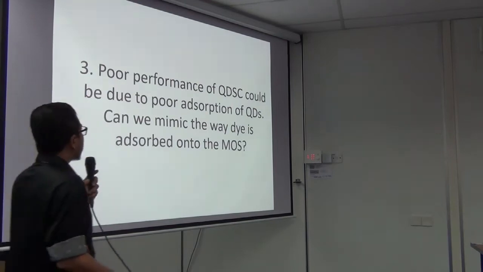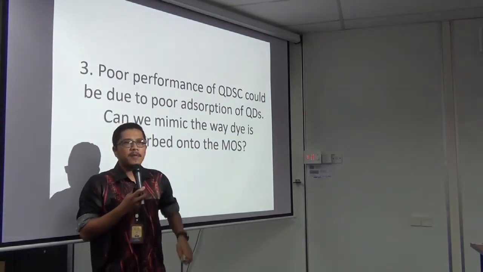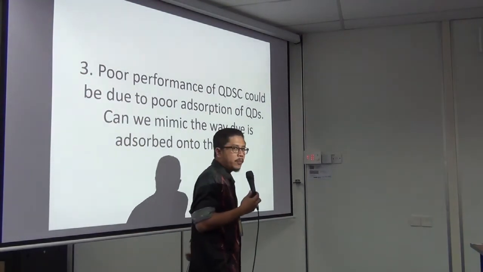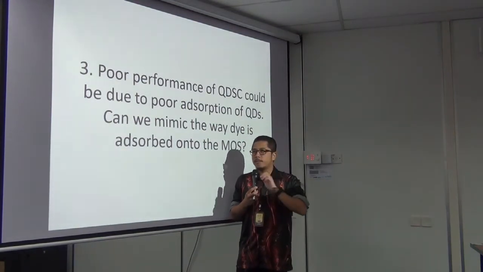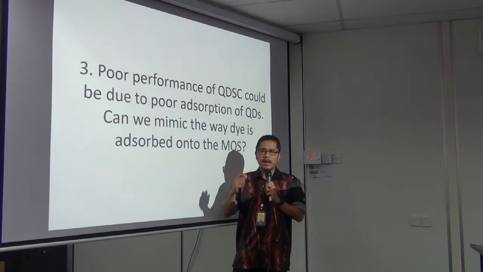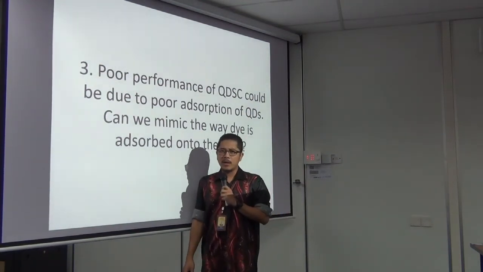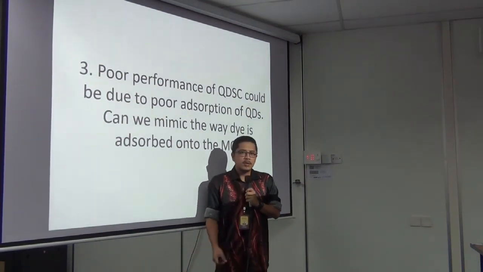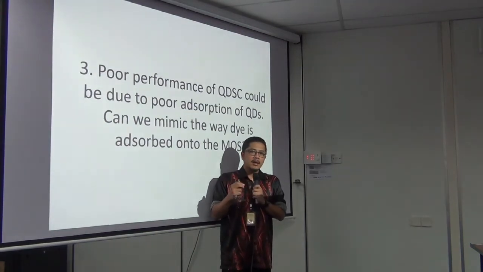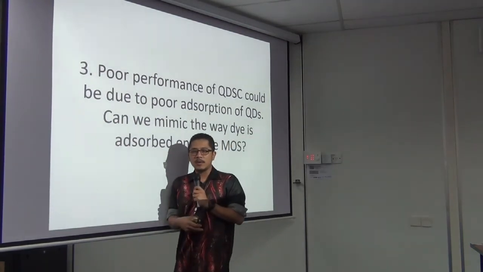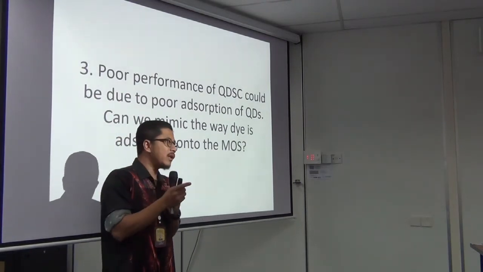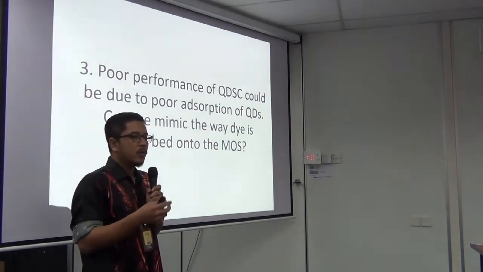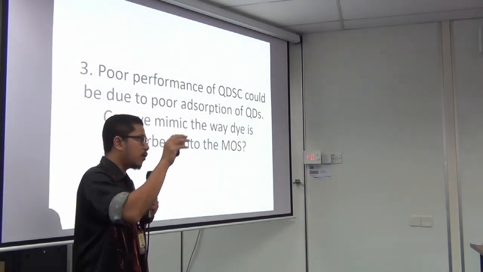Now somebody might ask, the poor performance of the QD-SC could be due to poor absorption of QD. The QD doesn't attach properly to the TiO2 or the MOS, metal oxide semiconductor. So can we mimic the way dye is absorbed onto the MOS? Can we somehow manipulate other chemicals to attach the quantum dots onto the TiO2?